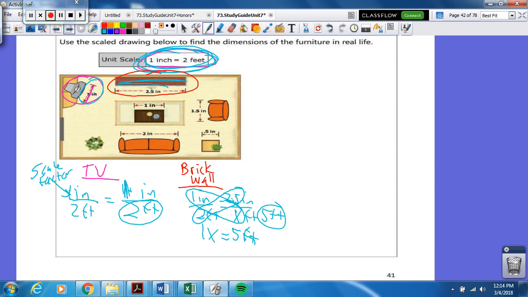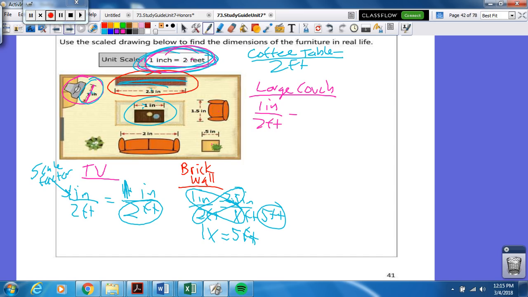All right, where am I at now? Let's do the coffee table. We already have that because it's the same width as the television, and that's going to be 2 feet. We got that. Next we have the large couch. Last one, and then you're going to do the small couch and the end table on your own. First start with the scale factor. 1 inch is right there, 2 feet. Scale factor, we got it.